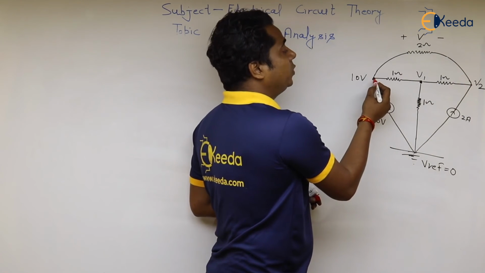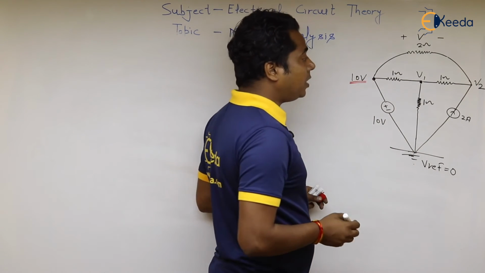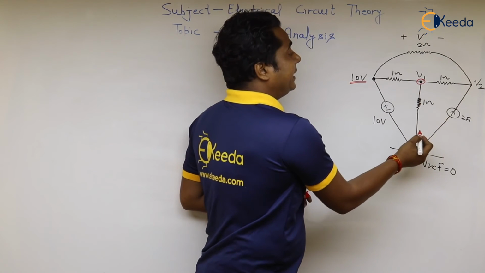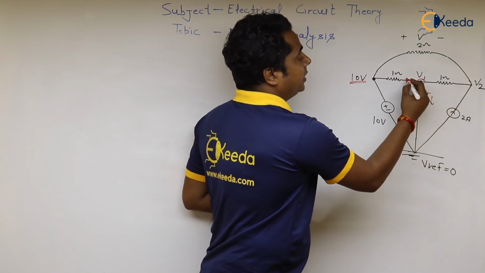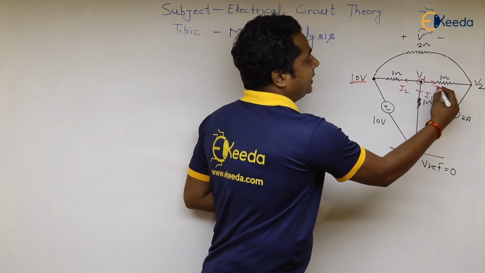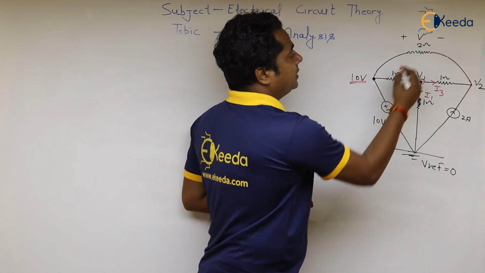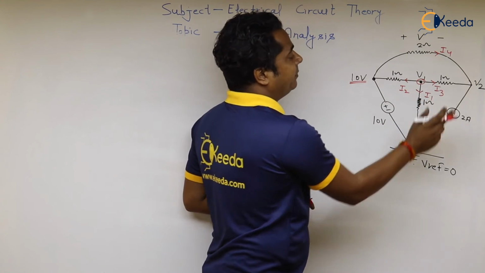We do not need to apply KCL on this because this 10 volt appeared from this. So we will take random current directions, this I1, this I2, this I3, this I4, and this has been written 2 ampere.